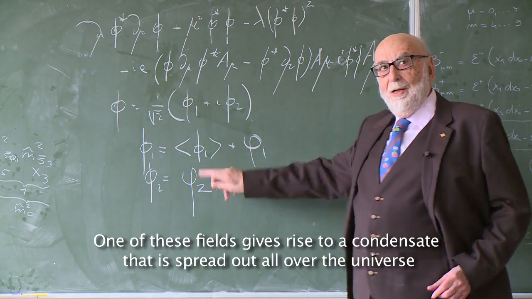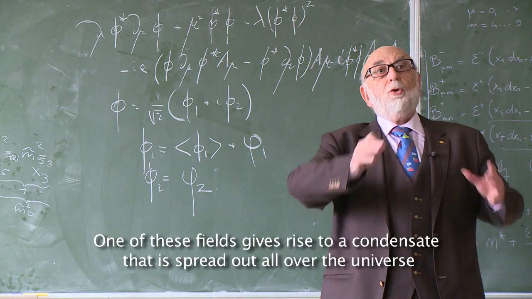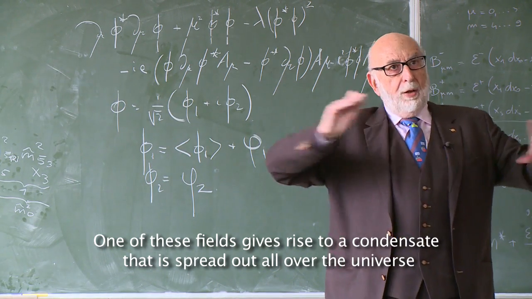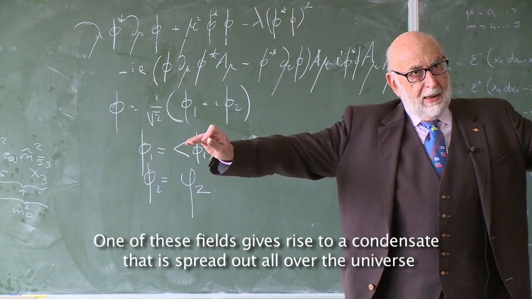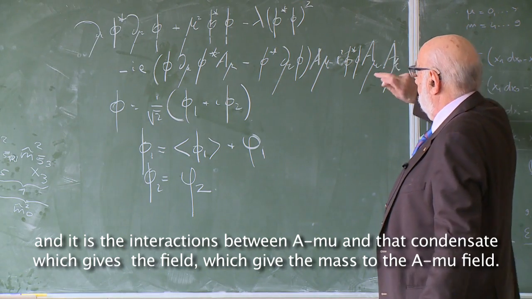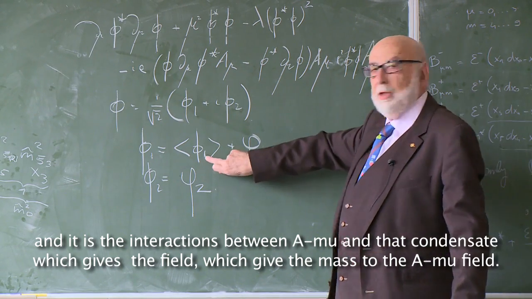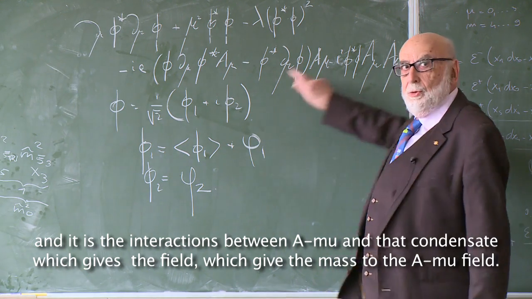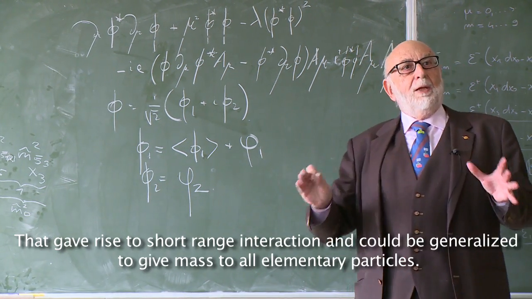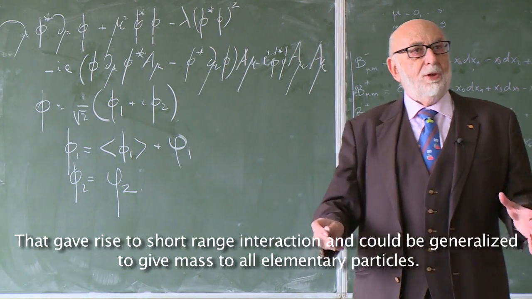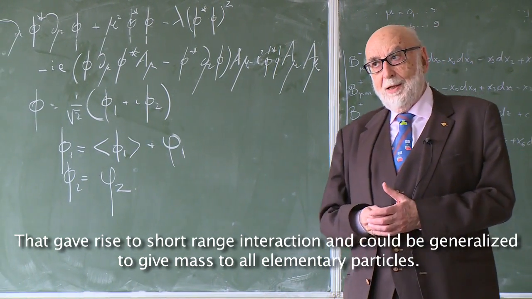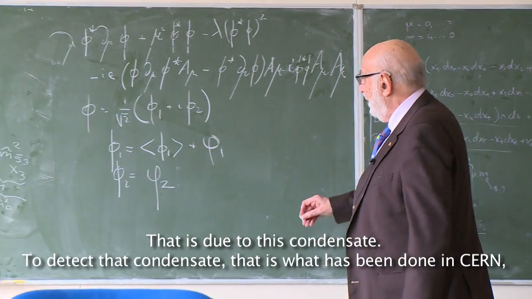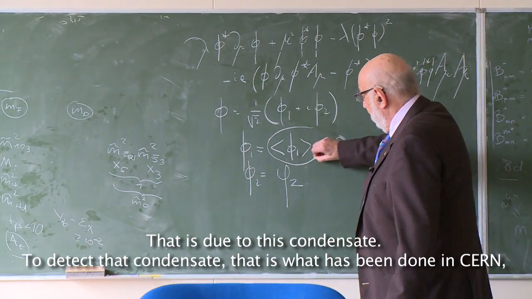And one of these fields gives rise to a condensate that is spread out all over the universe. And it is the interactions between A mu and that condensate which gives the mass to the A mu field. And that gave rise to short-range interaction and could be generalized to give mass to all elementary particles. That is due to this condensate.